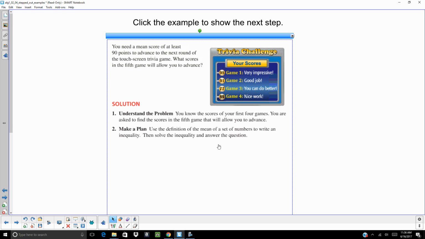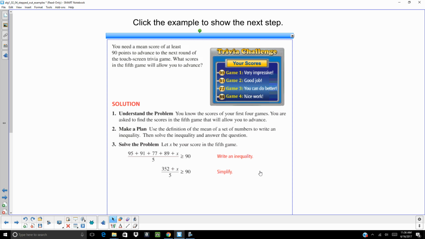So I need to make a plan, and I'm going to use the definition of average is the sum of all numbers divided by the number there is. And it has to be at least 90. So it can go over 90 and it can include 90. X is going to be the number of points scored in the fifth game. So first game plus second game plus third game plus fourth game plus fifth game divided by 5, the number of games, has to be greater than or equal to 90.